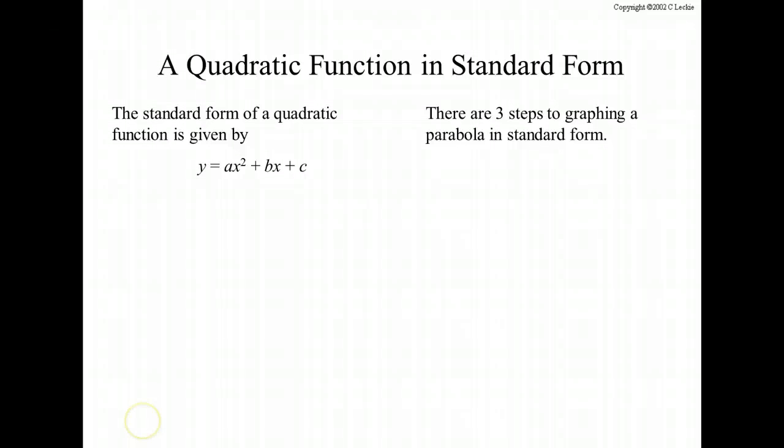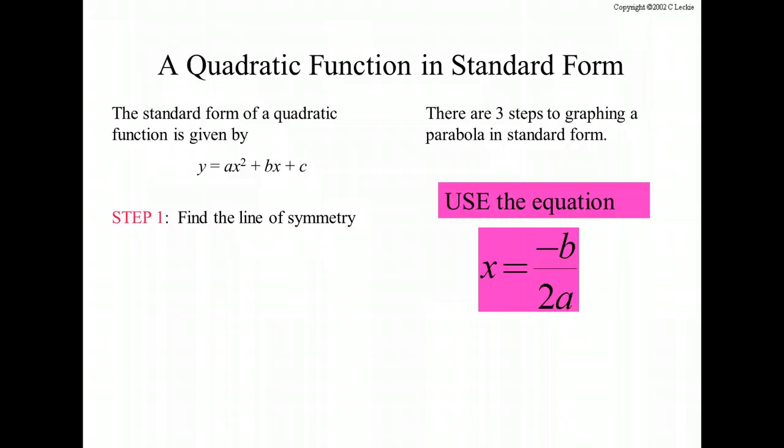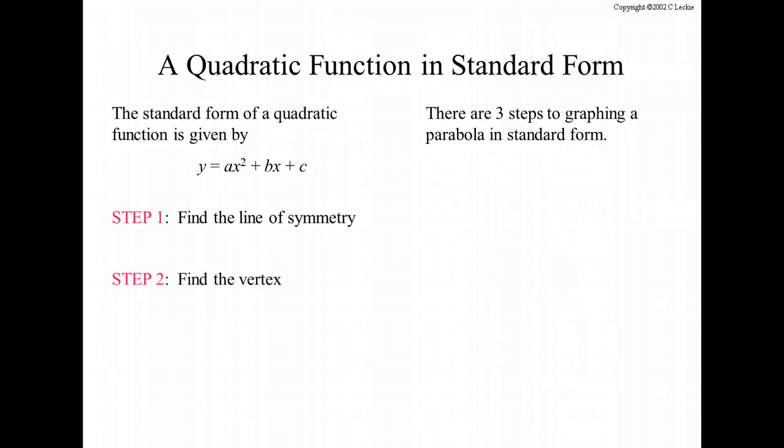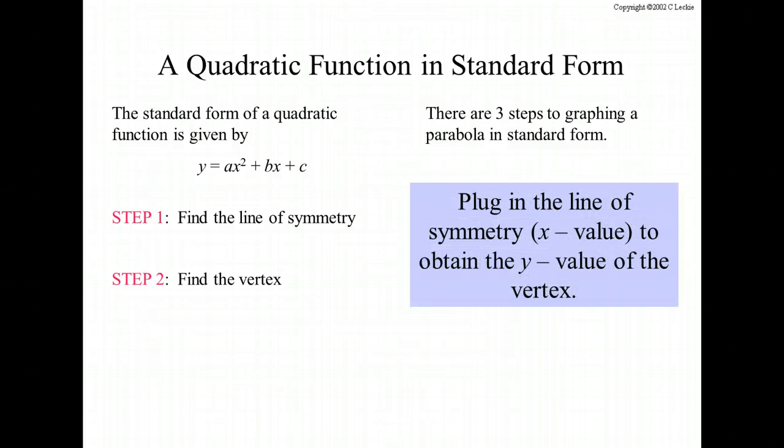So there are 3 steps that we're going to use when we're graphing parabolas in standard form. First, we're going to find the line of symmetry, so we're going to use x equals negative b over 2a. Step 2, we're going to find the vertex. So we're going to substitute our x value into our equation and obtain the y value. And then we're going to write our vertex as an ordered pair.